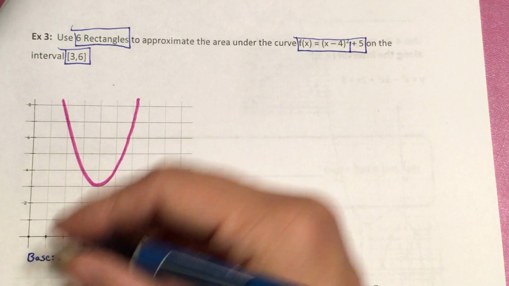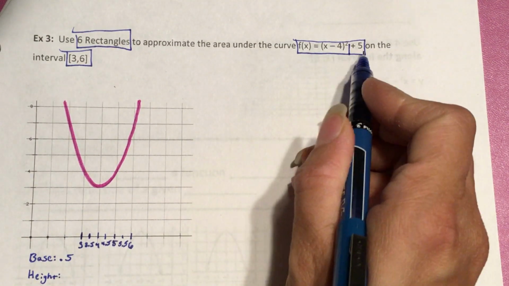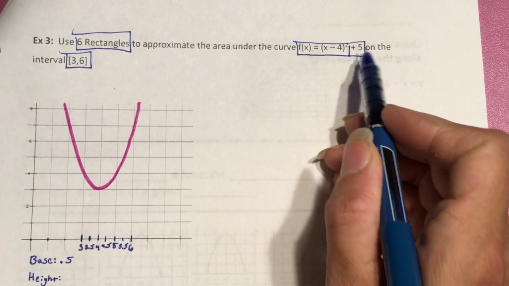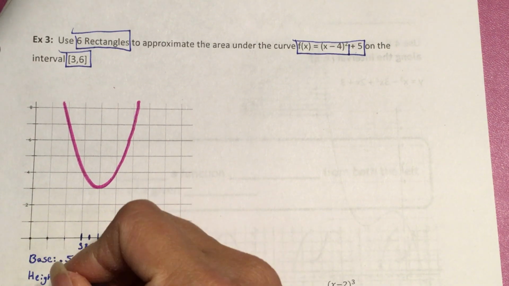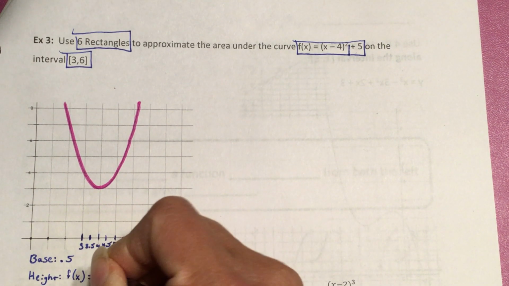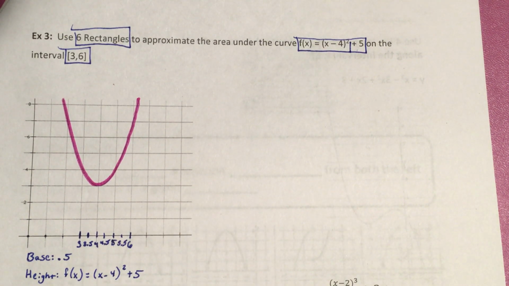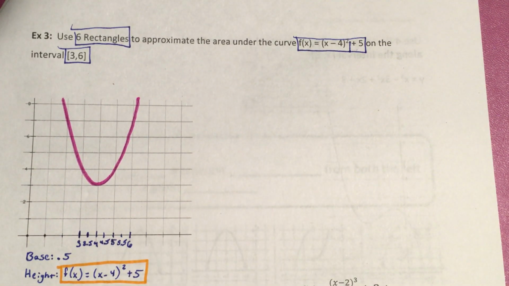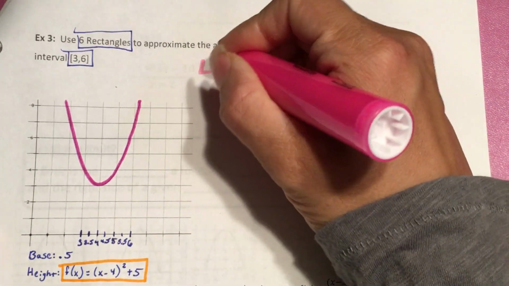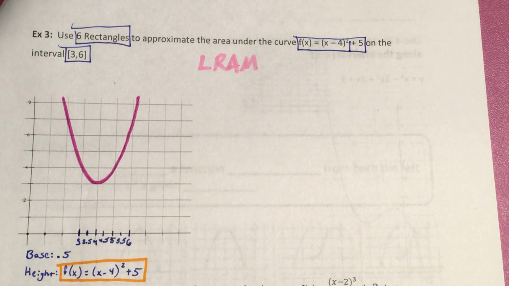Next, the height of each of our rectangles will come from the function itself. And folks, I almost forgot about that plus 5 on the end. That's a really common mistake to make on the homework as well, so make sure you've got that there. So f of x equals (x minus 4) squared plus 5. That is what we can type into our y equals on the calculator and use to find our heights. On this problem, we are only going to be finding the LRAM, so only drawing the LRAM on this one.